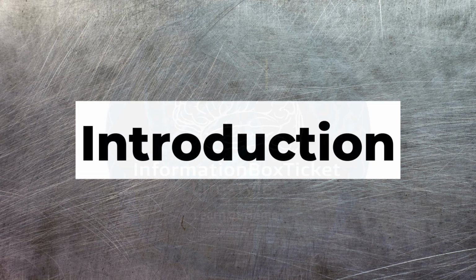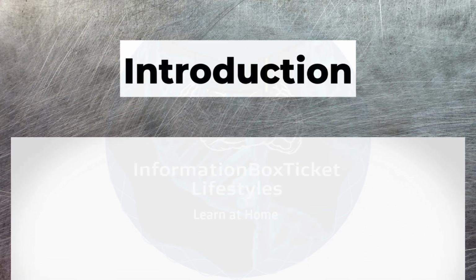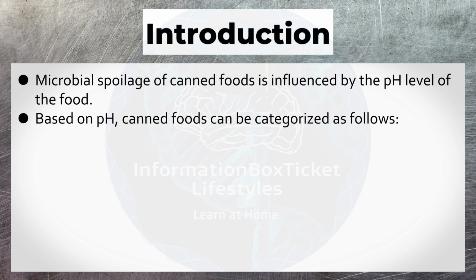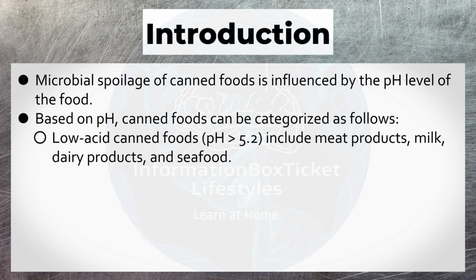Introduction to microbial spoilage of canned foods. Microbial spoilage of canned foods is influenced by the pH level of the food. Based on pH, canned foods can be categorized as follows. Low-acid canned foods, pH greater than 5.2, include meat products, milk, dairy products, and seafood.